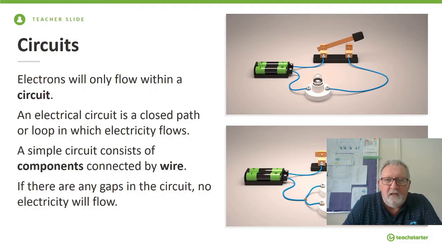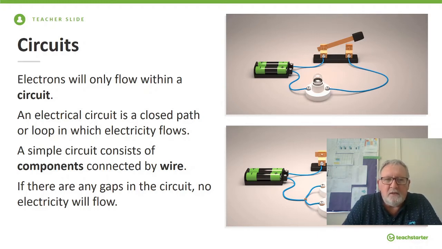Circuits. Electrons will only flow within a circuit. An electrical circuit is a closed path or loop in which electricity flows. If we think about the definition of a circuit, it starts at a particular point, goes around a pathway, and comes back to that starting point. That's what makes it an actual circuit rather than just a pathway.